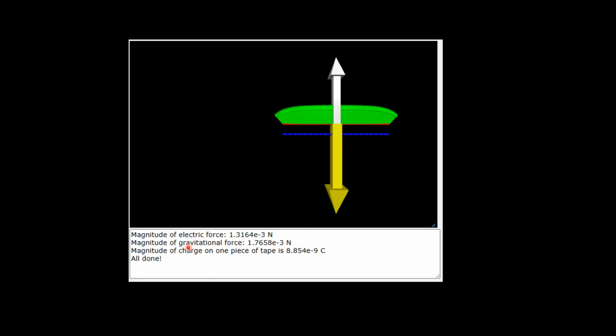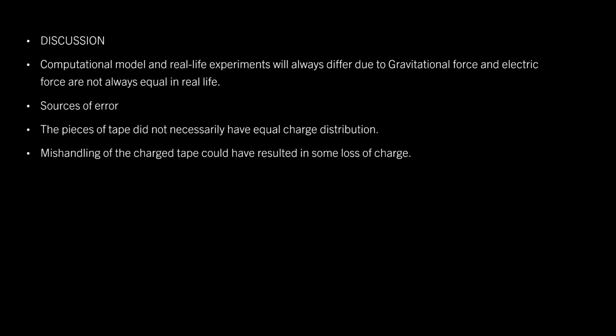So the magnitude of electric force we found was 1.3 times 10 to the power of -3. The magnitude of gravitational force we found as 1.7 times 10 to the power of -3, and the magnitude of charge of one piece of tape was calculated to be 8.85 times 10 to the power of -9, which is way different from our first results.